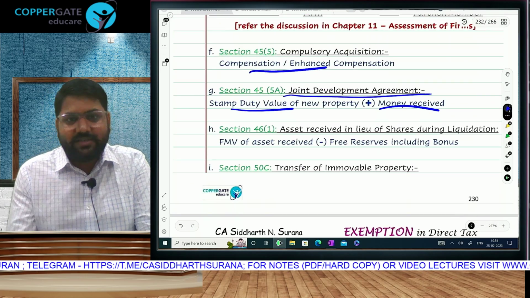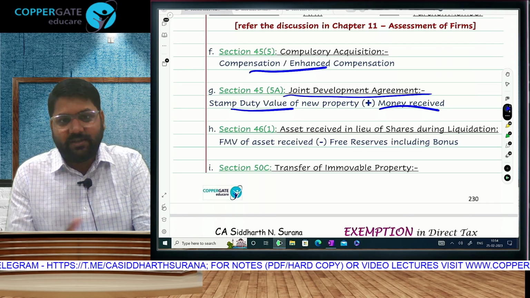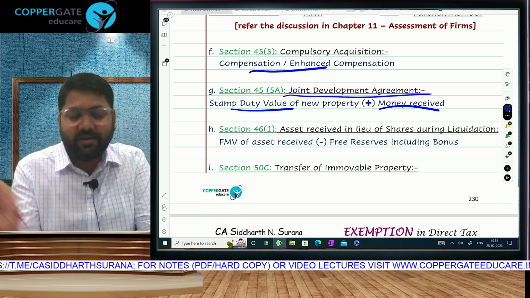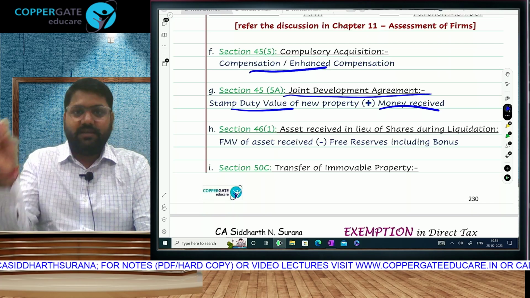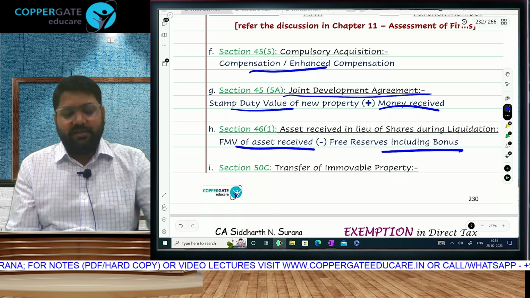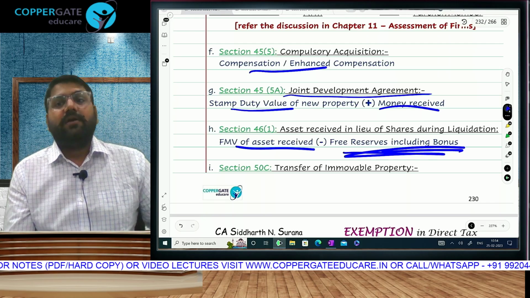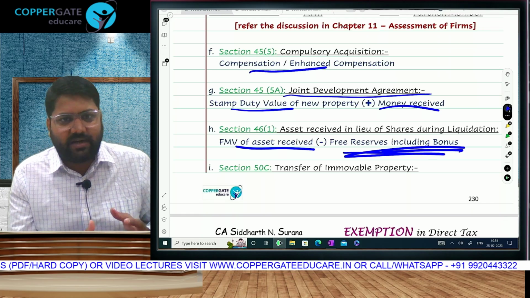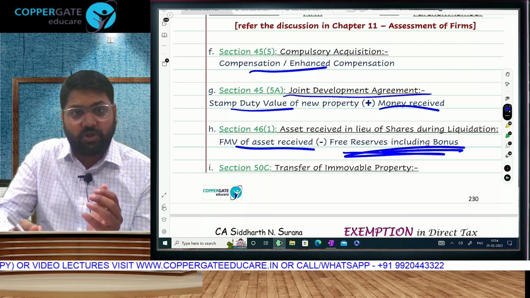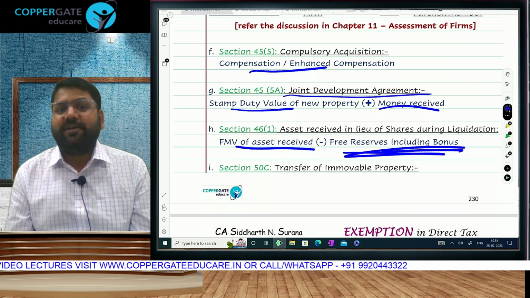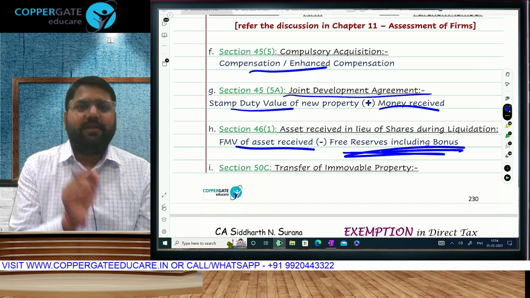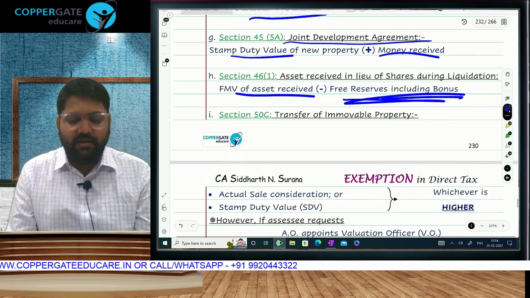Then when you are shareholder in a company and the company goes under liquidation, the company will give you assets. For the company, it is not a taxable transfer, but for you, the shareholder, it is asset received against shares. So FMV of the asset minus the free reserve, because this much amount will be taxable in IFOS as dividend. Whatever is the fair market value of asset received, the amount to the extent of free reserves, including bonus, because that is also given from the reserve, that much amount will be treated as deemed dividend. So that will be treated under IFOS, and the remaining FMV will be taken as selling price under capital gain.